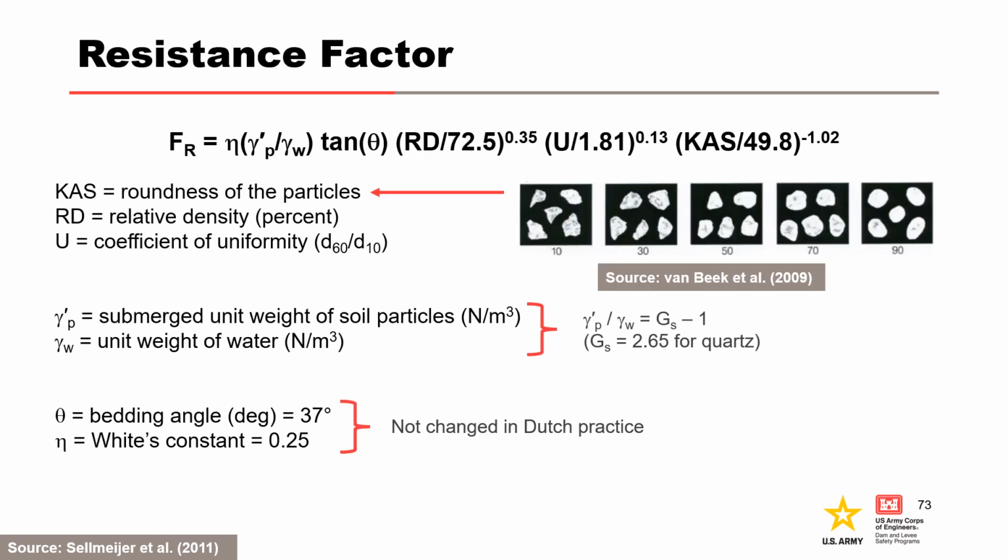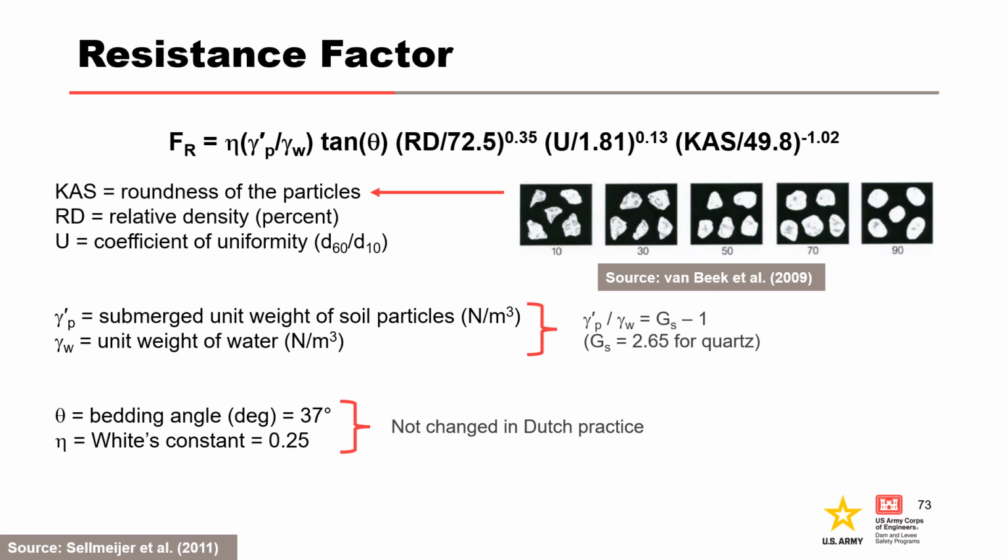The resistance factor is a function of White's constant, bedding angle, relative density, roundness of the particles, and coefficient of uniformity, which was established as an important parameter earlier in this presentation. Van Beek and others in 2010 indicate that the KAS and U terms appear to be of less importance than other sand characteristics, and the results of multivariate regression analysis show that they have a weak influence on critical gradient. Therefore, the U and KAS terms and equation for the resistance factor are sometimes ignored in practice.